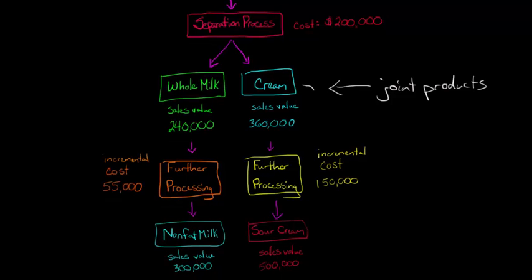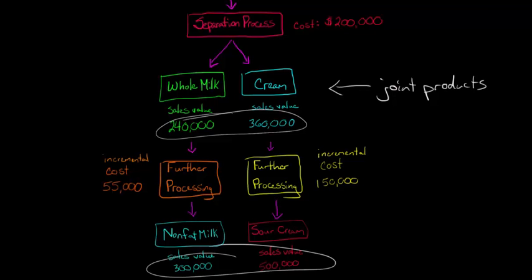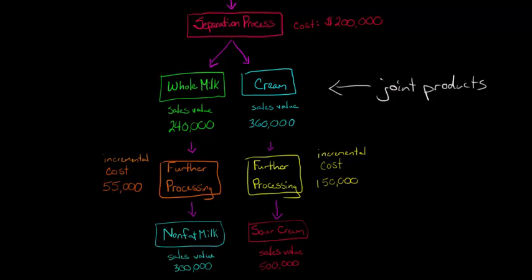If we turn the cream into sour cream, we could sell it for $500,000 instead of selling the cream for $360,000, right? And also, we could sell the milk. If we turn it into non-fat milk, we sell it for $300,000. Whereas if we just sell it for the whole milk, let's say we get $240,000. So now here's the question: do we just sell these products at this point in time, right? Or do we do the additional processing and sell them at this point in time? And which costs are relevant in terms of helping us make this decision?